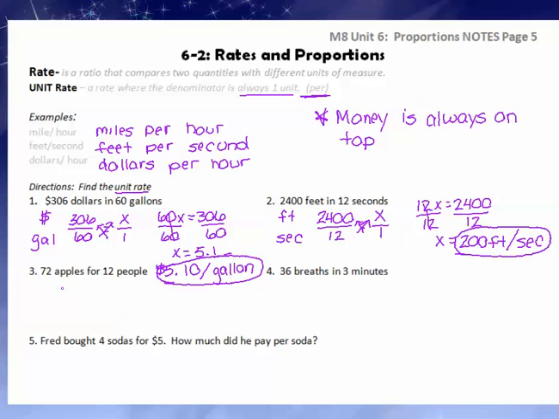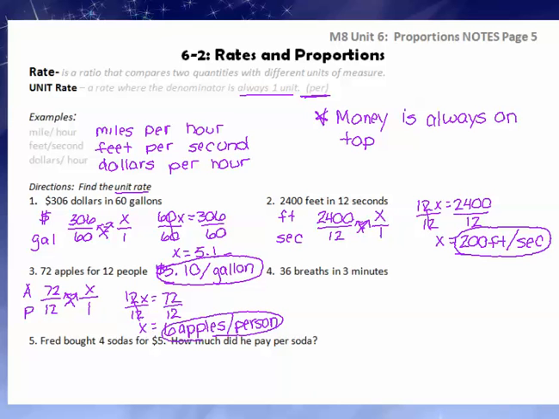All right, let's go over number 3. So I'm comparing apples to people. I have 72 apples for 12 people. I want to know the unit rate, so I want how many apples for one person. Cross multiply. 12x is equal to 72. Divide by 12 on both sides. And I'm left with x is equal to 6. And I'm going to come over here and look at my label. And it's apples per person. So 6 apples per person is the answer for number 3.